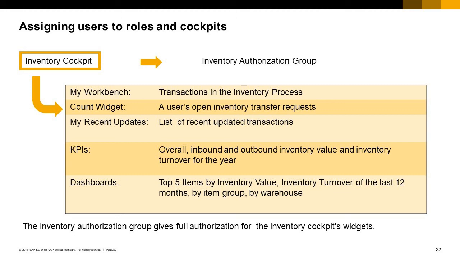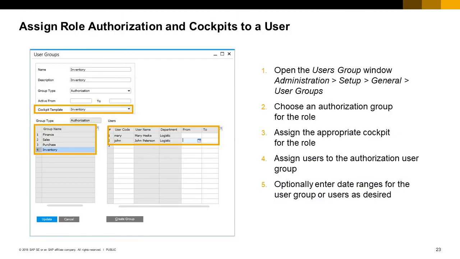The authorization group for inventory gives full authorization for key performance indicators displaying overall, inbound, and outbound inventory values as well as inventory turnover for the year. It also gives access to dashboards that display top items in terms of inventory value and inventory turnover by time, items, and warehouse.